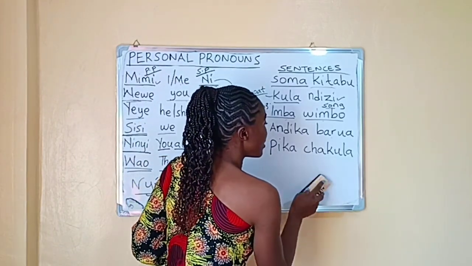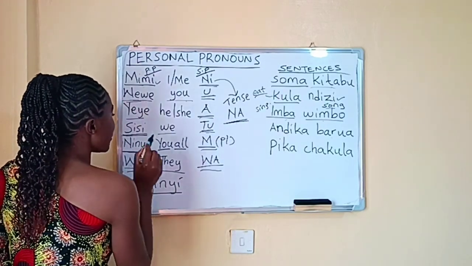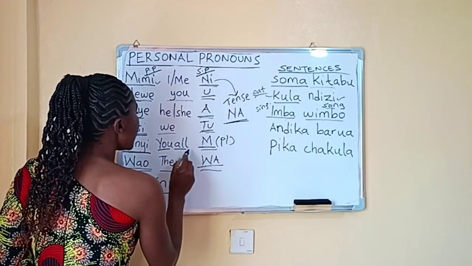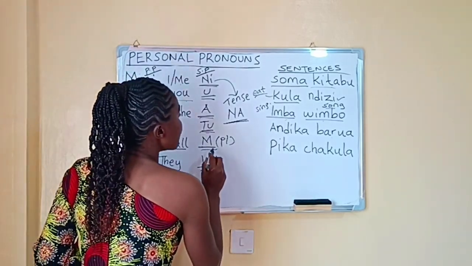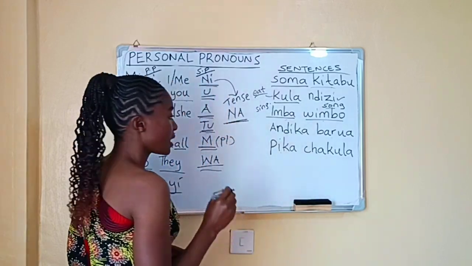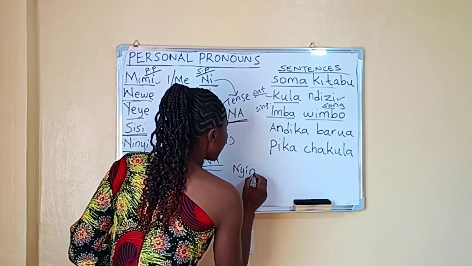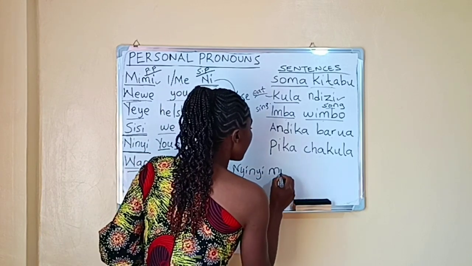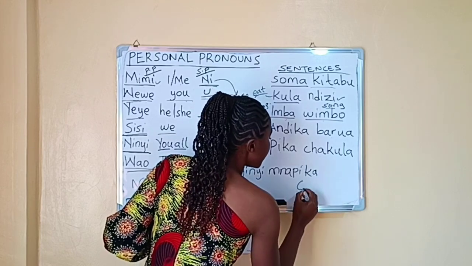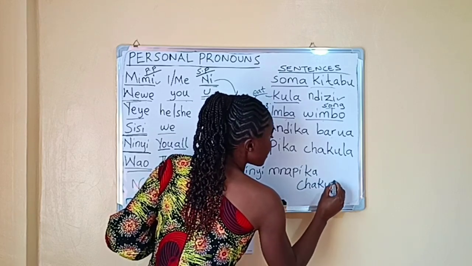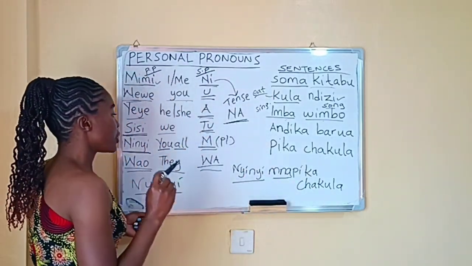So let's move. I hope you're following. We go to ninyi, you all. Ninyi, okay, so let's look at a sentence. Ninyi mnapika chakula. Or ninyi mnapika, let me write here, chakula. Okay, so we have ninyi mnapika chakula.